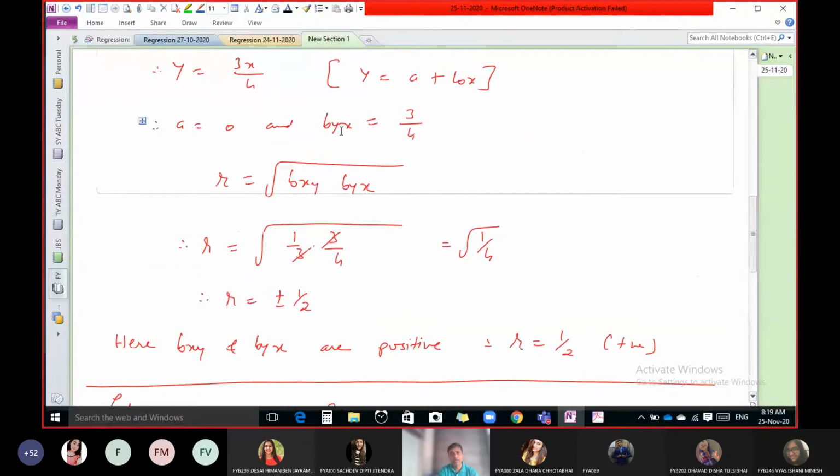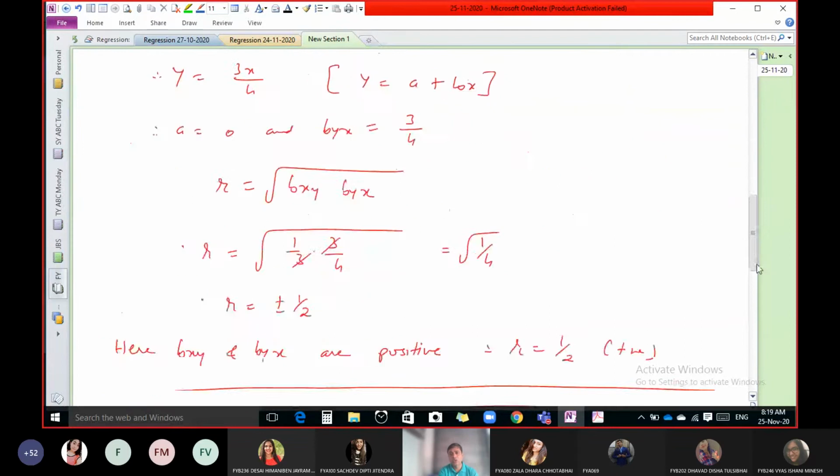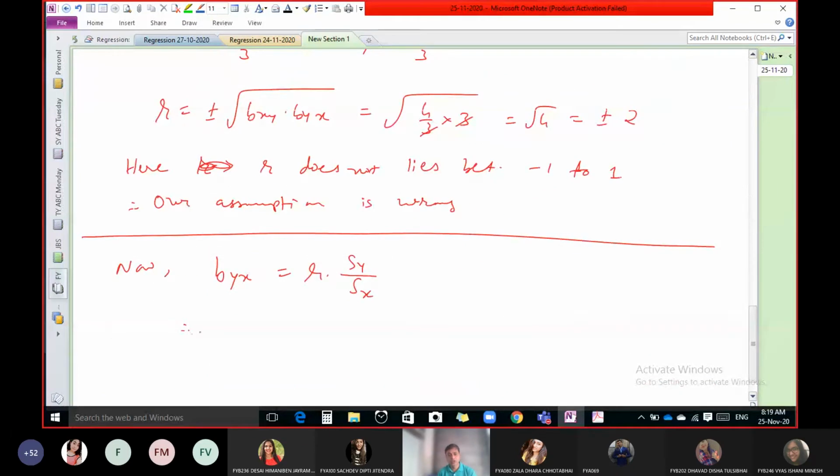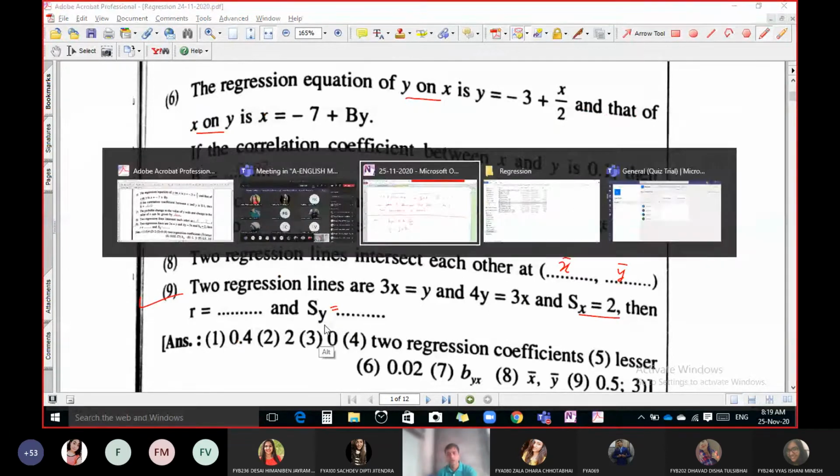Here it is. b_yx is 3/4 and r is equal to +1/2. The standard deviation of x is given as 2. So this is 3/4, this is 1/2. The standard deviation of y is unknown, and the standard deviation of x is 2. That is given in the question.